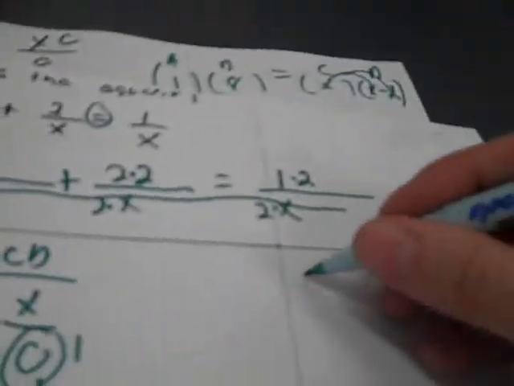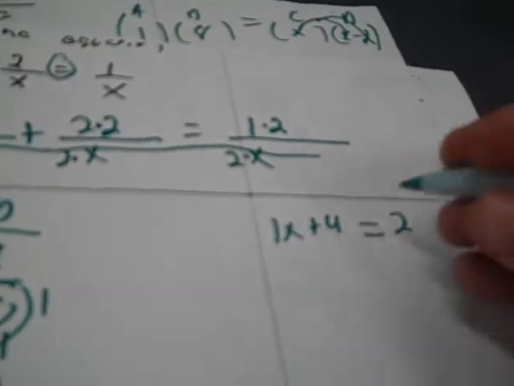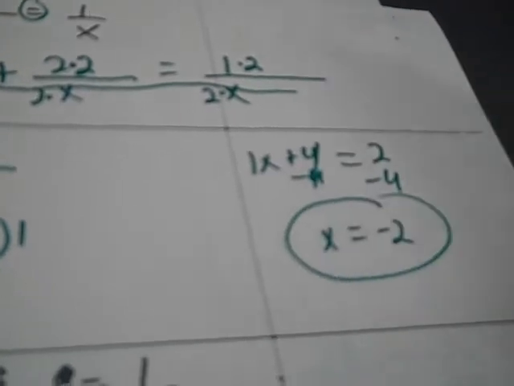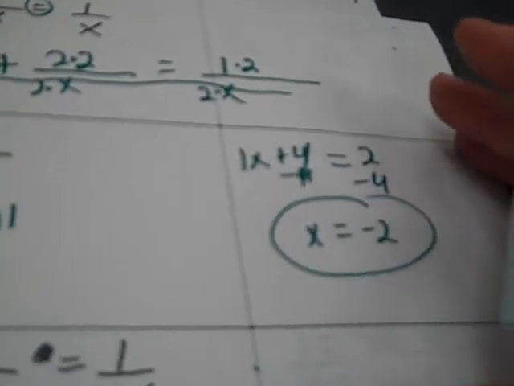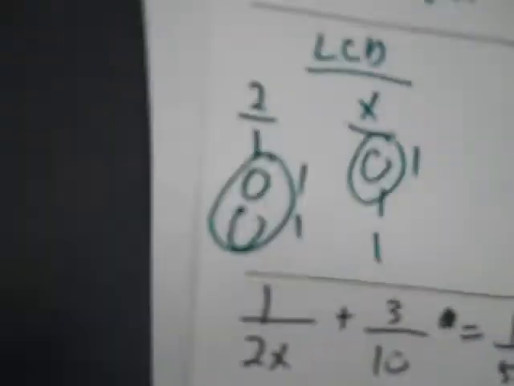And you can solve that equation. So you got 1x. 2 times 2 is 4, 1 times 2 is 2, and then you just subtract your 4. And x is negative 2. You don't have to divide it by 1, because it would still be negative 2. So, pretty quick. Okay, likewise on the next one, the denominators are all different, and it's three ratios.